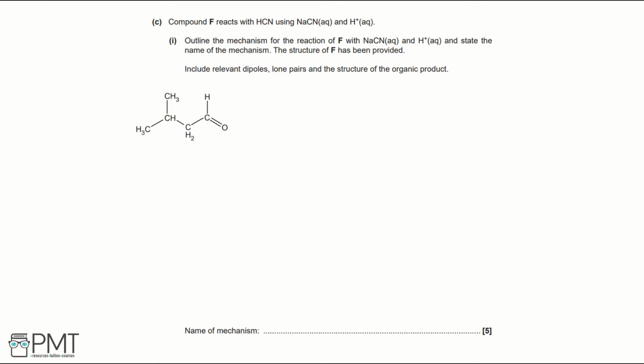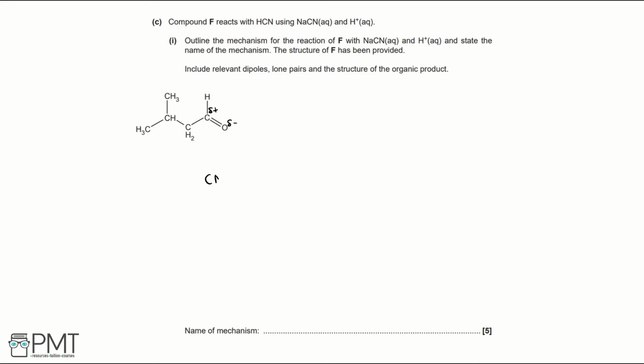Part C. Compound F reacts with HCN using NaCN and H+. Part 1. Outline the mechanism for the reaction of F with NaCN and H+, and state the name of the mechanism. The structure of F has been provided. Include relevant dipoles, lone pairs, and the structure of the organic product. So the first thing to do whenever you're given a mechanism question is to check the dipoles and put them on your reactant. So we're going to have a positive dipole on the carbon and a negative dipole on the oxygen of the carbonyl group.